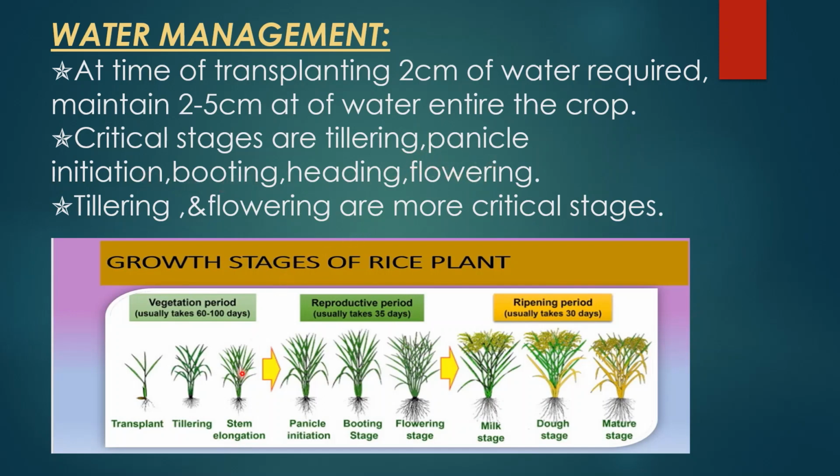Now we see the images. This is the stage of tillering, where the tillers are grown. This is the stage of panicle initiation, where the panicles are formed. This is the stage of booting and the flowering stage, where the flowers are initiated. Tillering and flowering are the more critical stages, and at these critical stages it requires more water.